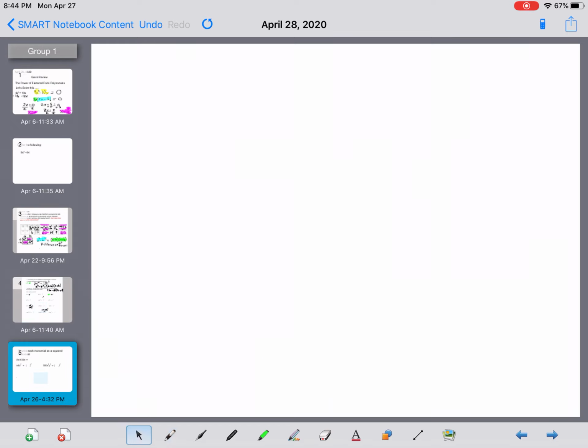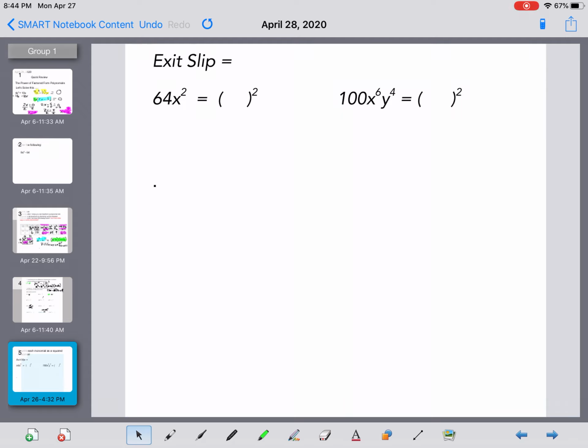All right, guys. Work on this in the chat today. I want you to do this as an exit slip. I want you to private message me the answers to this exit slip. So it will be in the chat, and I want you to rewrite 64x squared as a square number, and I want you to rewrite 100x to the 6th y to the 4th as a squared number.